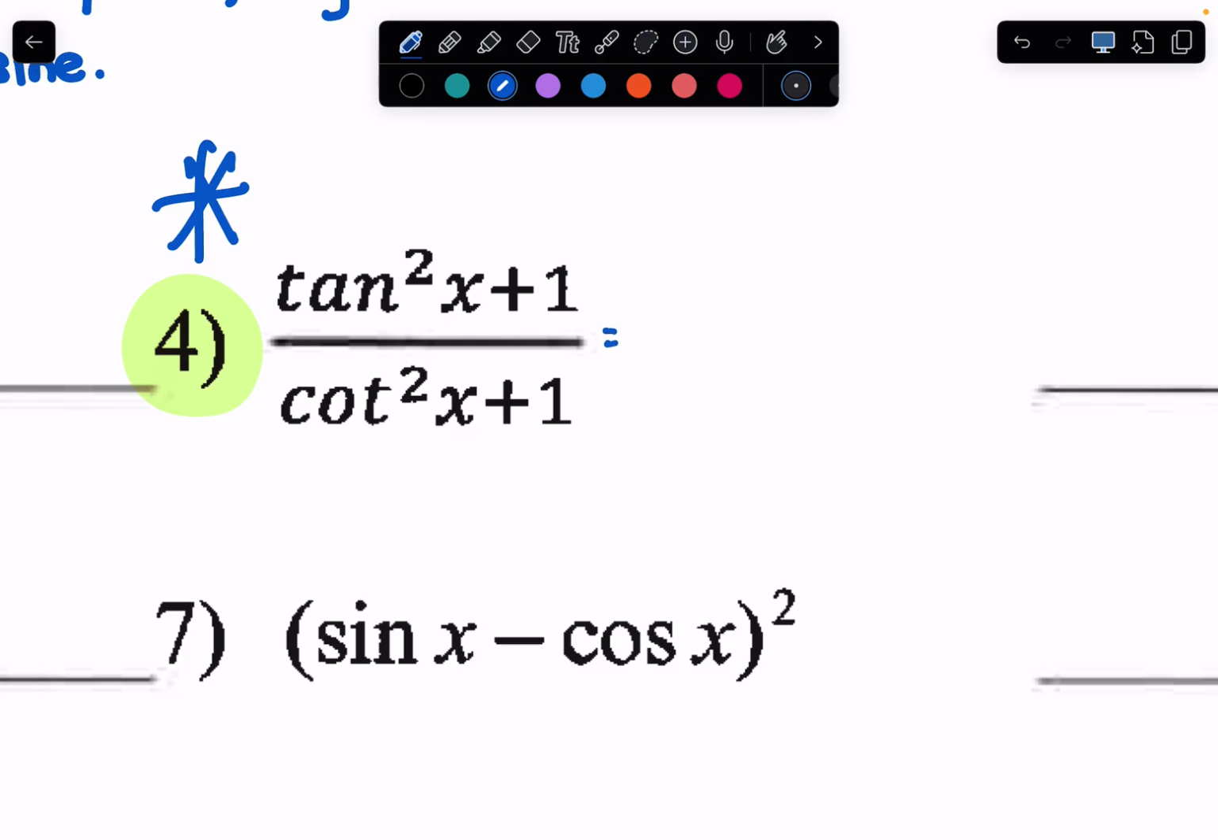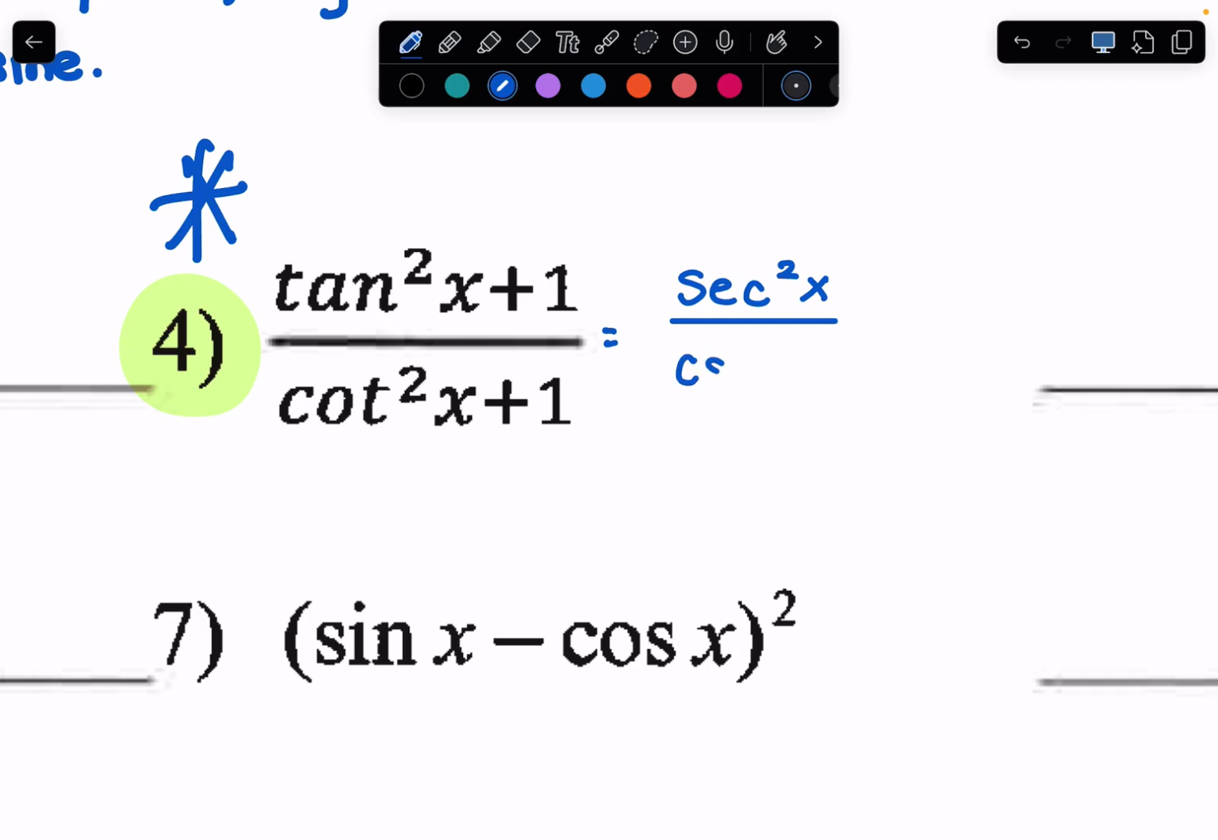Okay. What is tangent squared plus 1 equal? Secant squared. What about cotangent squared plus 1? Cosecant squared, yep. So those were identities.